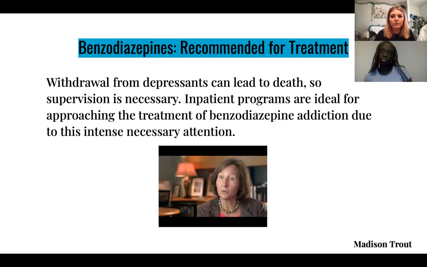Now, when people stop using benzodiazepines and stop getting that exogenous source, what they have is a dopamine deficit. And we know dopamine is the neurotransmitter that mediates pleasure. So naturally, people get depressed. And some patients get extremely depressed and even contemplate suicide. I have certainly seen that.